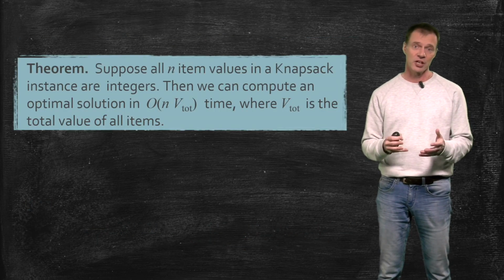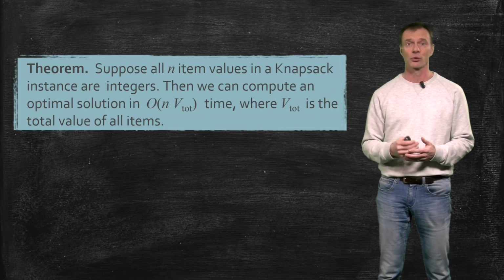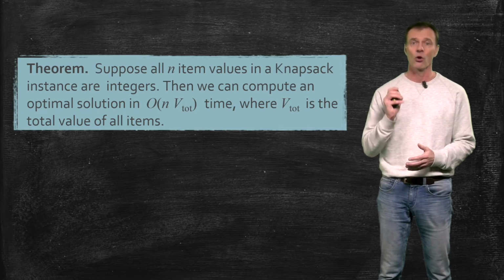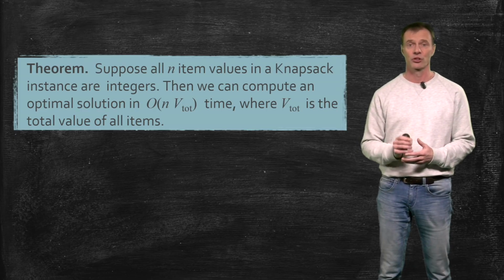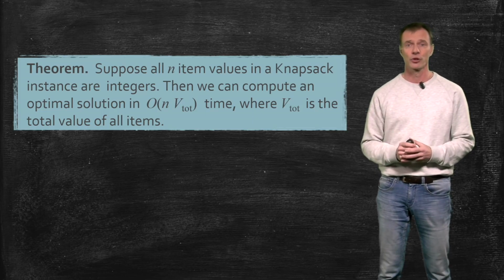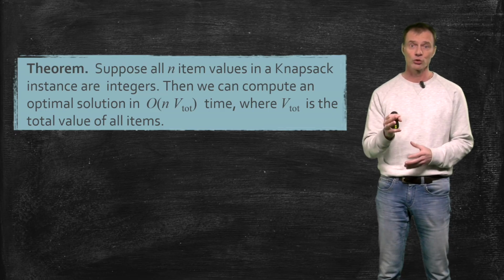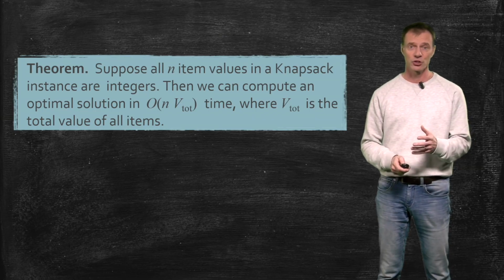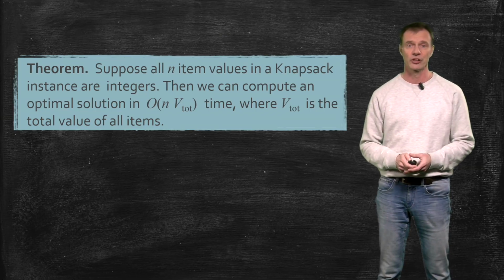Okay, and as I said, we're going to develop an exact algorithm for this. So we're going to prove the following theorem. When all the items have integer values, then we can compute an optimal solution, and the running time of our algorithm will be n, the number of items, times the total value of all the items in our set. So this is the goal, this is what we want to prove in this lesson.